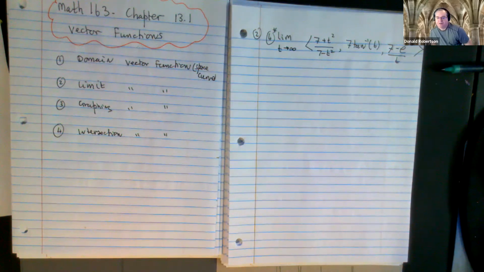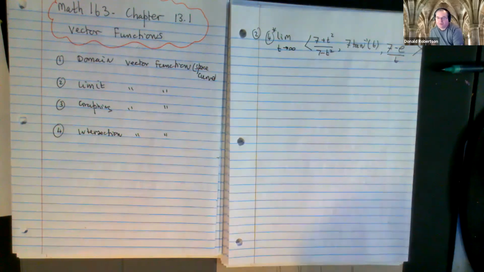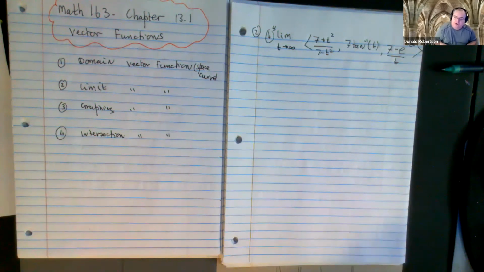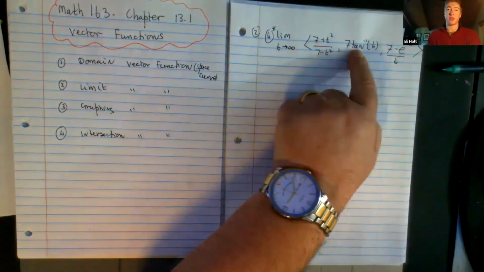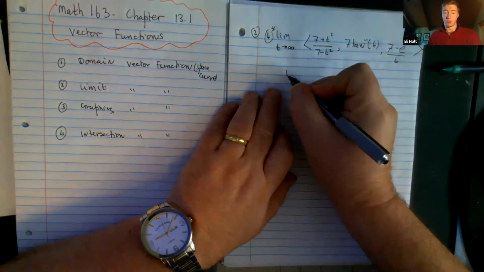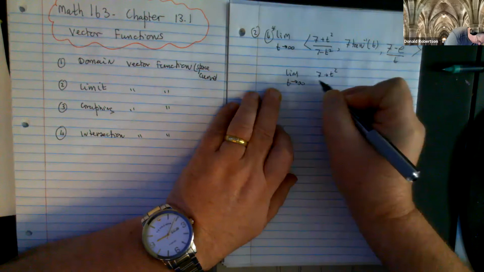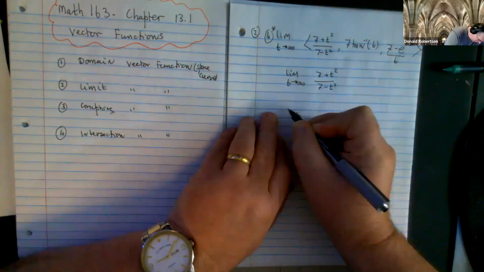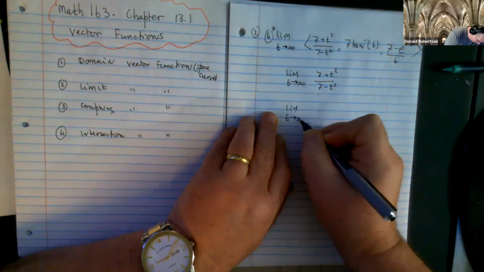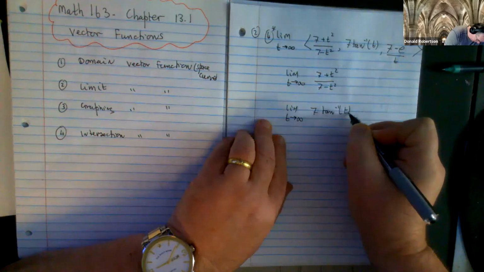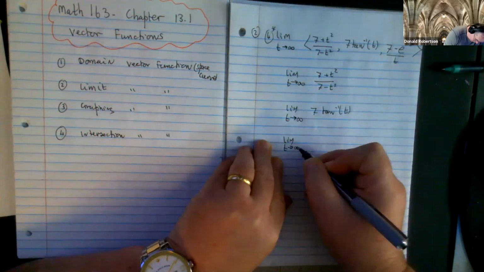How do you find the limit of this space curve? I don't need the details, but just the general process. How do you think you would find the limit of this? Do each one separately. That's all you do. So you find the limit as t tends to infinity of that guy. You find the limit as t tends to infinity of the middle guy. And you find the limit as t tends to infinity of the last guy.